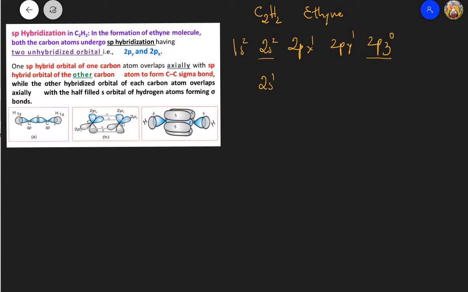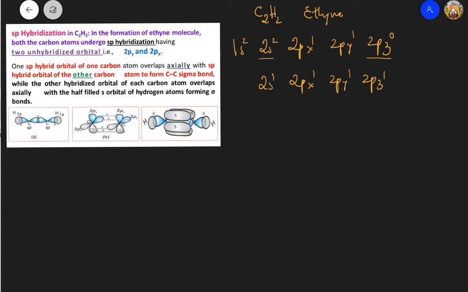So the next type of hybridization is sp hybridization, and the best example we can see is acetylene, C2H2, or simply called ethyne, right? Again, the electronic configuration of carbon we know: 1s2, then 2s2, then 2px1, 2py1 and 2pz0. During excitation, one of the s electrons from the 2s orbital will move to the 2pz orbital. So therefore we have 2s1, 2px1, 2py1 and 2pz1.